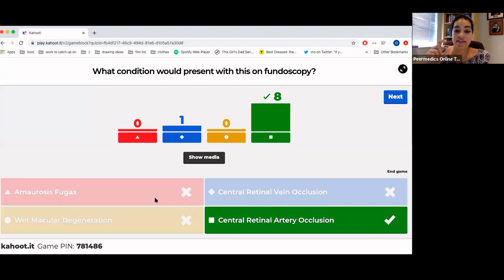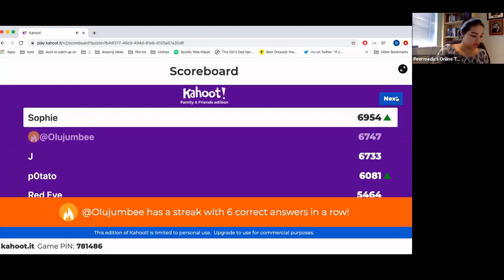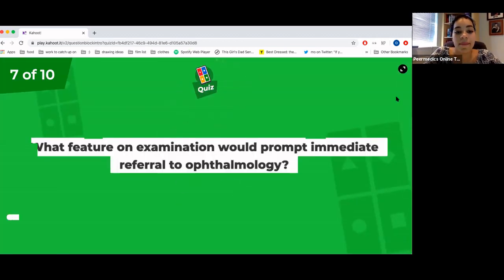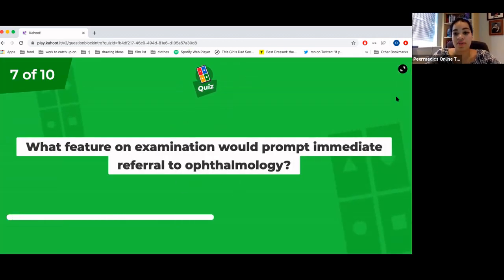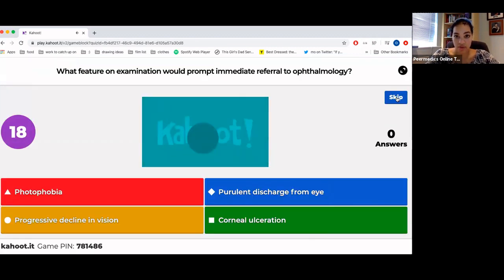Amaurosis fugax is the transient loss of vision. Macular degeneration, that's where you're looking for neovascularization. And central retinal vein occlusion is more peripheral. I'll see if I can find a picture of it in a second, so I don't forget. Okay, next one. What feature on examination prompts immediate referral to ophthalmology? I think this is the last one, and then we just have some cases. So, what feature of those would you expect to see?